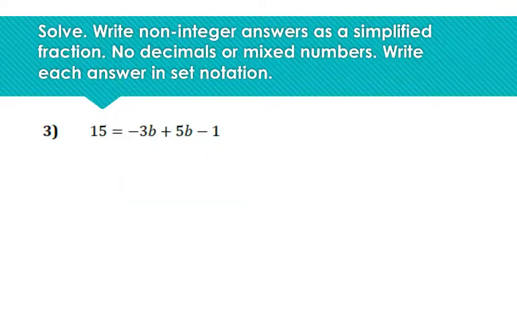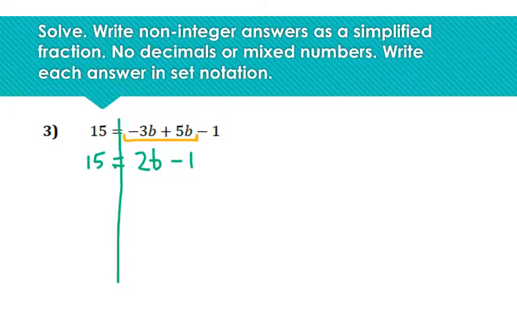Alright, number 3. Again, let's draw our line down from the equal sign, and we're going to look to simplify either side of our equation. So the expression on the left, 15, is simplified as much as it can be. On the right, we can simplify because we have -3b's plus 5b's, and those are like terms. So we can write 15 is equal to 2b's minus 1.